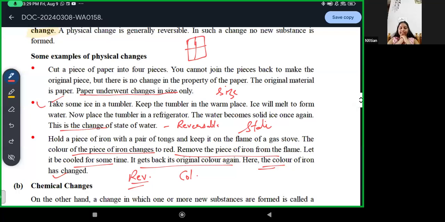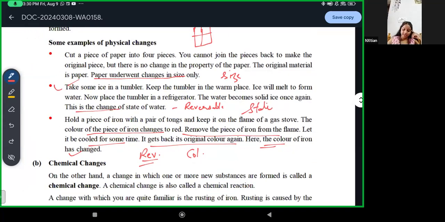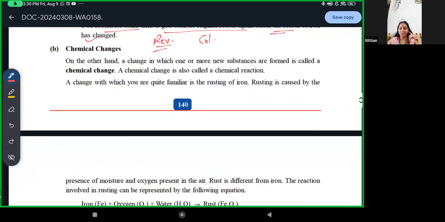Mom, if I take a crayon and use it for a long time, it will start to wear off. That will be change in shape and size. Very good. It's a physical change. Okay. Yes. Right. So, anybody else wants to try?